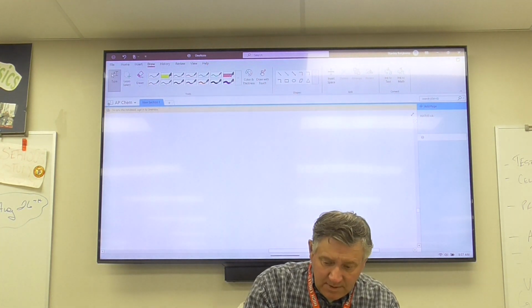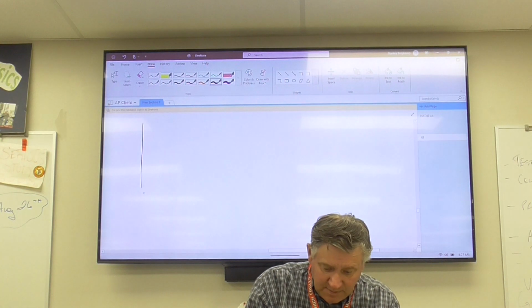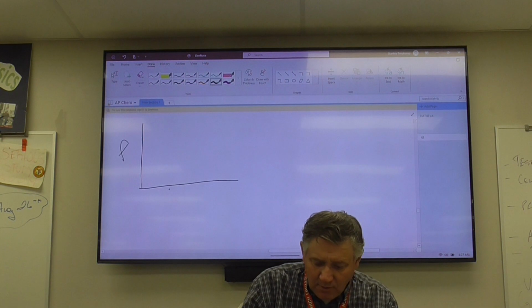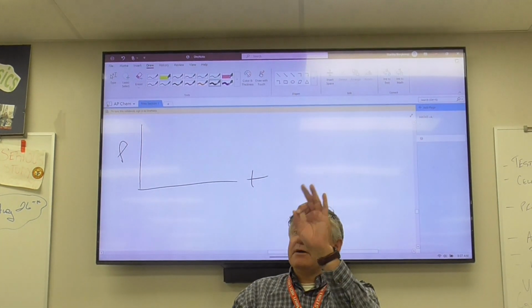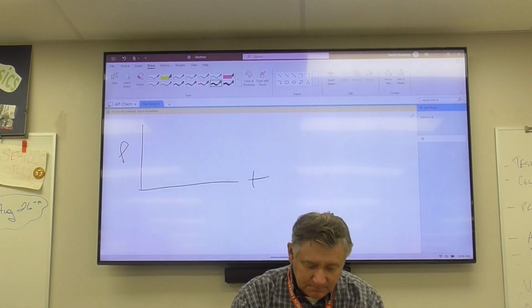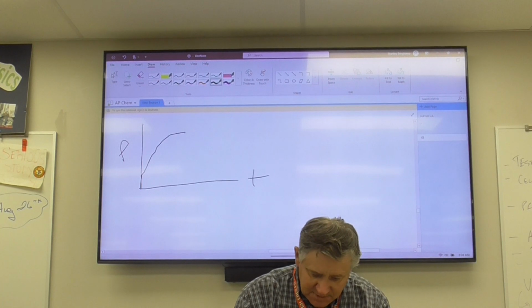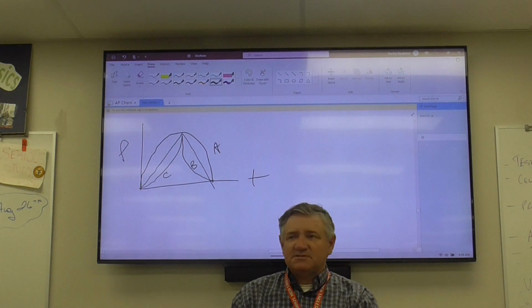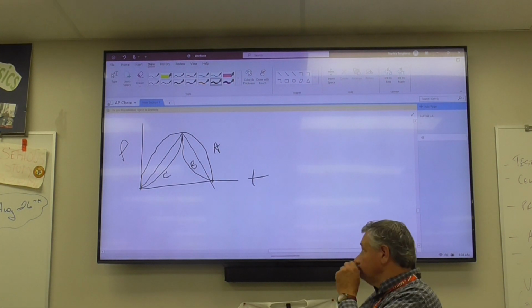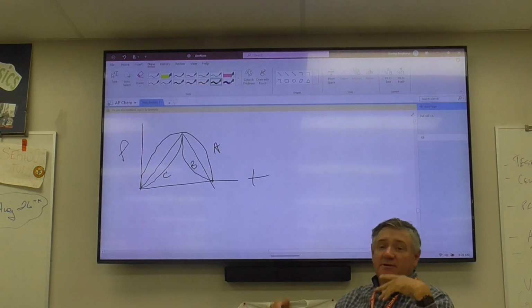So let's start with the position time graph. Roughly, what's the position time graph going to look like? I will give you 3 options. There's option A. There's option B. There's option C. Okay? Sketch. A, B, or C.